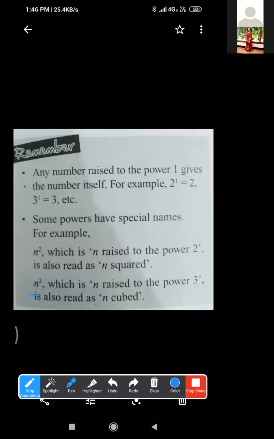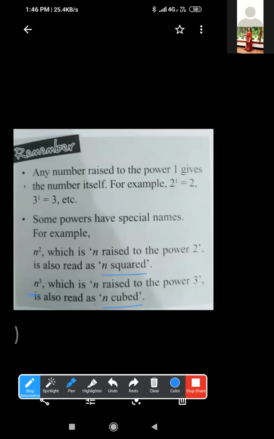Like that only. N square means n raised to power 2. 2 we call as square, and 3 in the power we call as cube. Clear? So n cube is called n cubed and n square is called n squared. Okay. Rest all the numbers we read as it is.